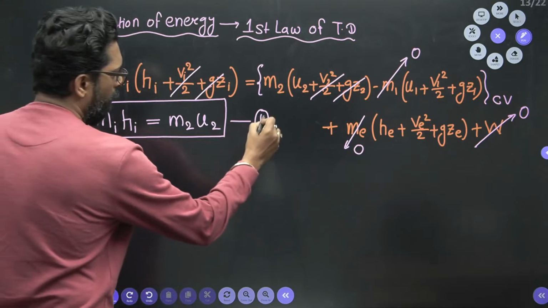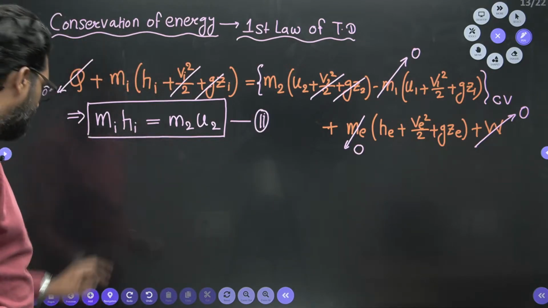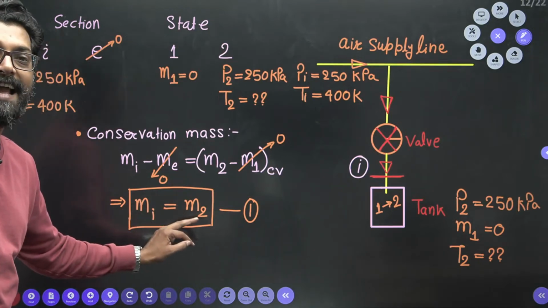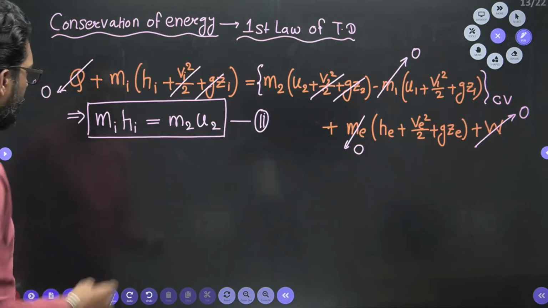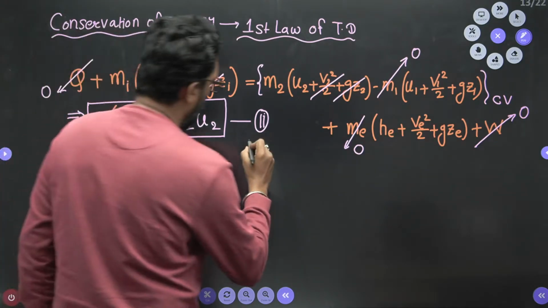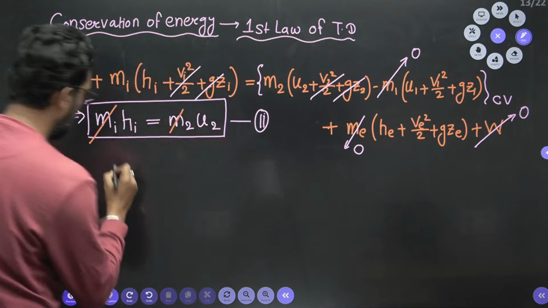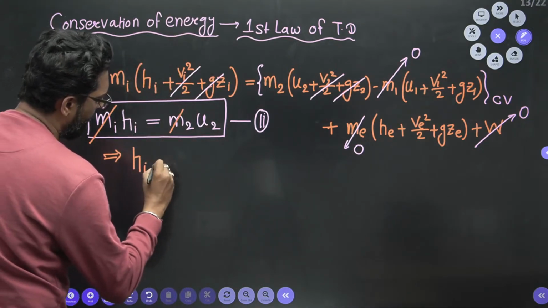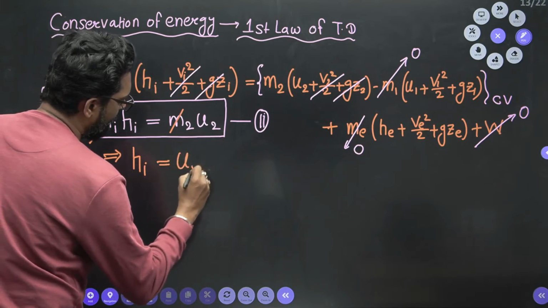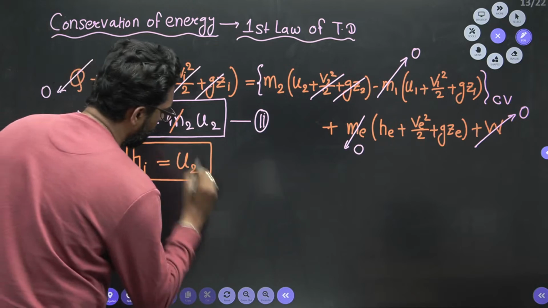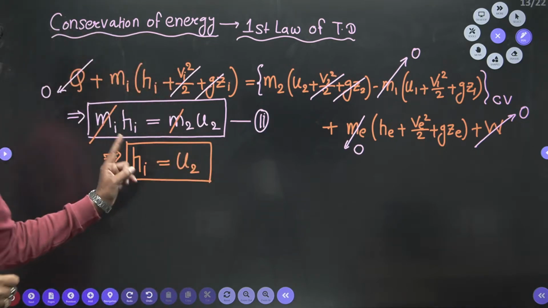Second, now according to the conservation of mass, what is that? Inlet mass is equal to the final mass of the tank. So we put it here, and this will cancel out, because of the inlet mass. Now what is that, beta? Inlet enthalpy is equal to the final internal energy of the system. This is a very important relation.